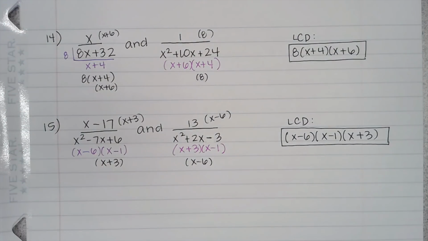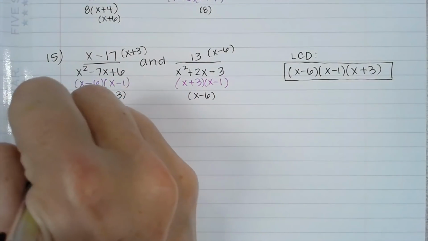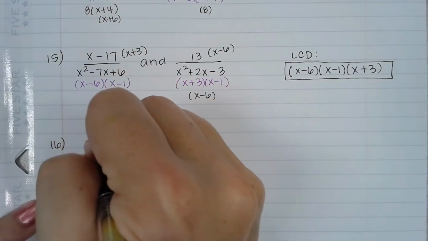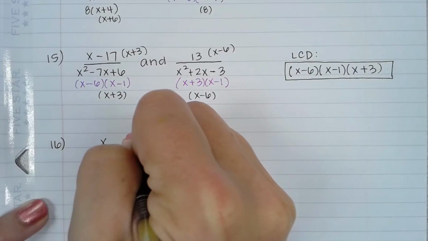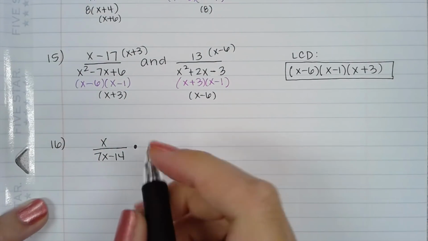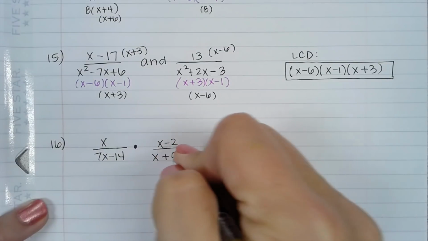So up till this point on the review, we haven't actually done anything with the two fractions in terms of combining them. On question number 16, we start a section of 3 where the directions say to find the product and then to simplify completely. So x over 7x minus 14, and then I'm multiplying it. So make sure you notice it's two fractions, but notice that the dot in the middle says multiply, and then this one's x minus 2 over x plus 5.